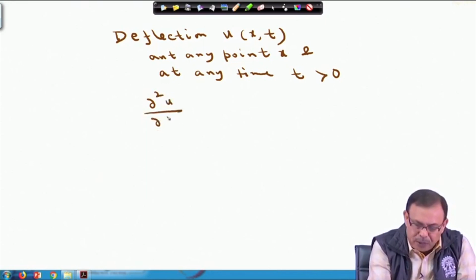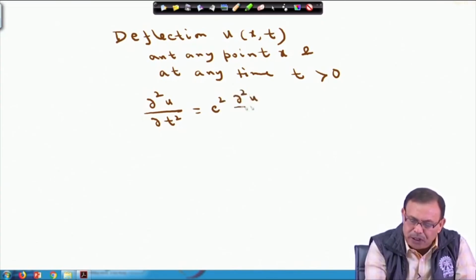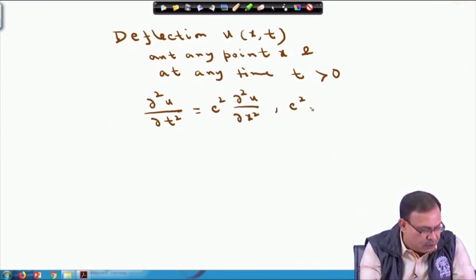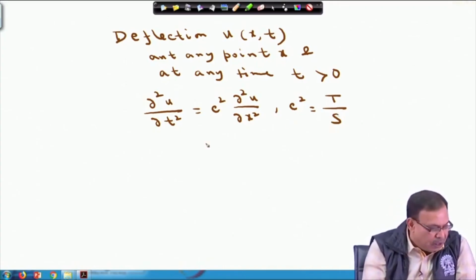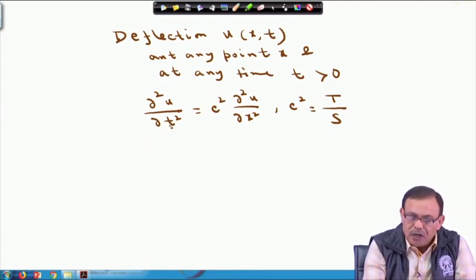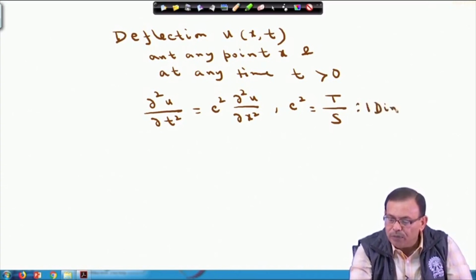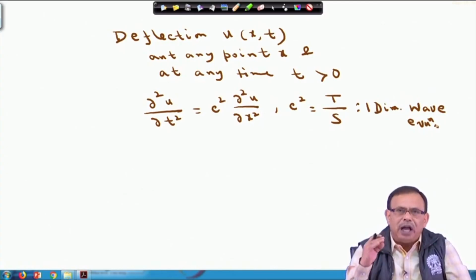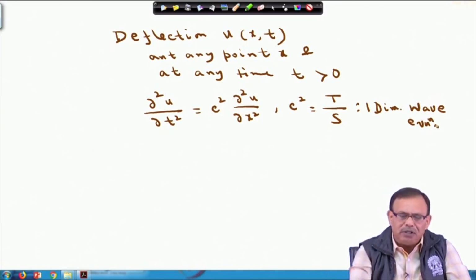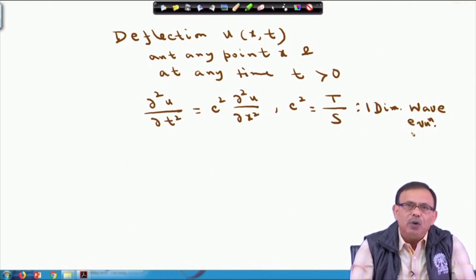This deflection is measured by the equation del 2 u del t square equals c square into del 2 u del x square, where c square equals T by s, which I am not explaining now. This we call the one dimensional wave equation. Whenever you release the string and allow it to vibrate, the deflection at any point x and any time t greater than 0 is given by this equation.